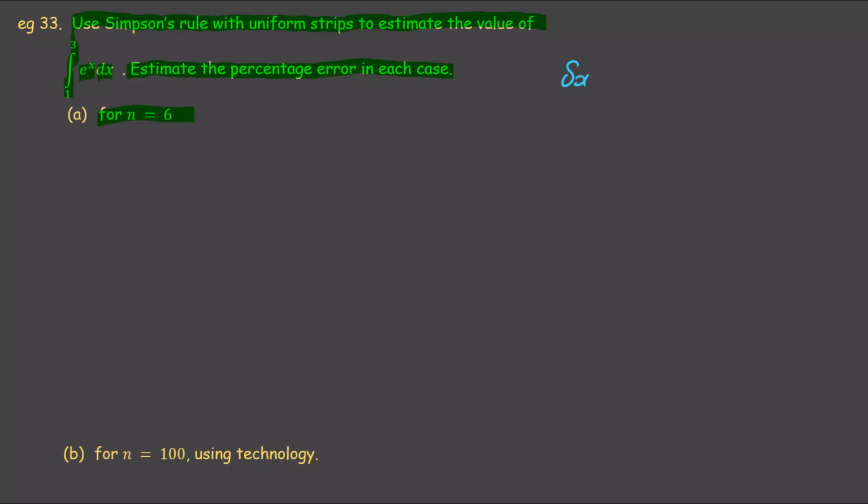So our delta x is going to be 3 take away 1 divided by 6. So that's 2 over 6, which is 1/3. So if we look at our x's, our x0 is going to be 1, the lower limit. Then x1 will be 1 1/3. x2 will be 1 2/3.